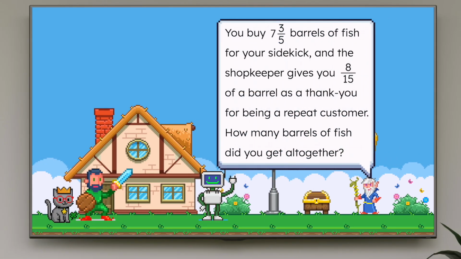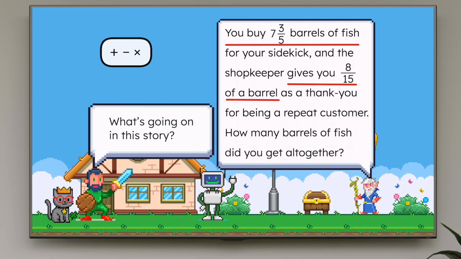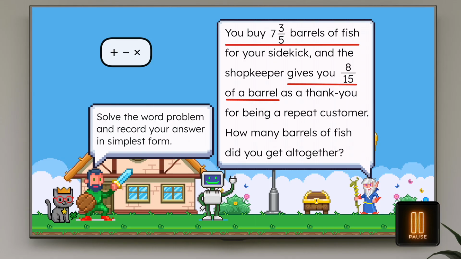Here's our next problem. You buy 7 3/5 barrels of fish for your sidekick, and the shopkeeper gives you 8/15 of a barrel as a thank you for being a repeat customer. How many barrels of fish did you get altogether? What's going on in this story? We're buying barrels of fish, and the shopkeeper gives us some more. Think about which operation could be used to figure out how many barrels that would be altogether. Pause here to solve in your guided notes.